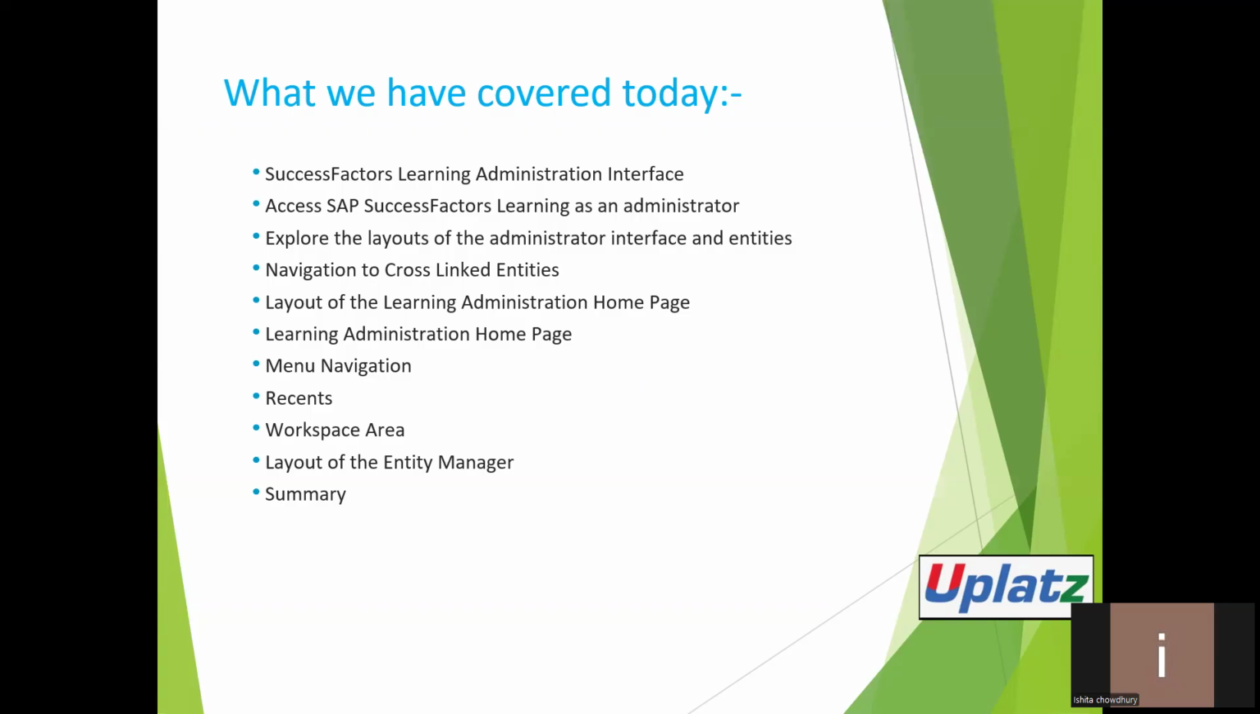Next is menu navigation. How do we navigate through the menus and the buttons? Next is the recents. There is a tab called recents. So how do we navigate from the recents? Next is the workspace area. When I talk about the workspace area, it defines how each of the search fields are defined, how they are configured, and how they look. This is something we will look at.